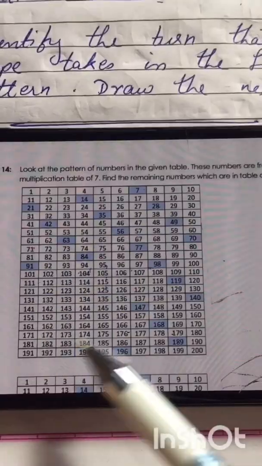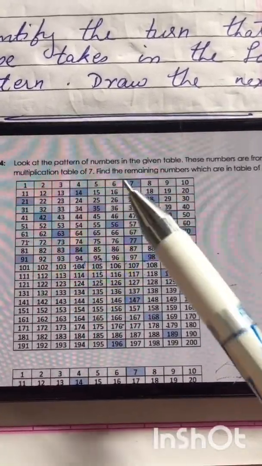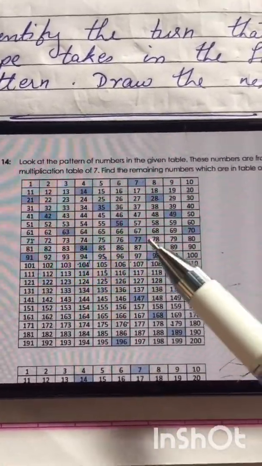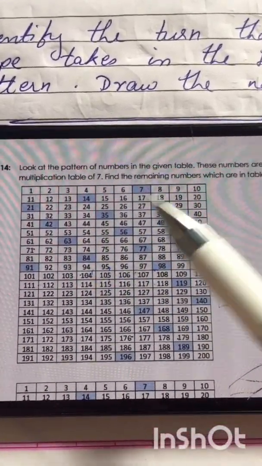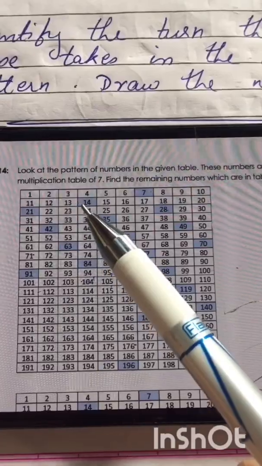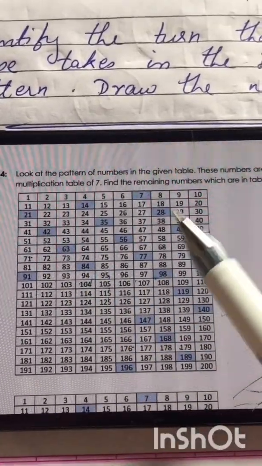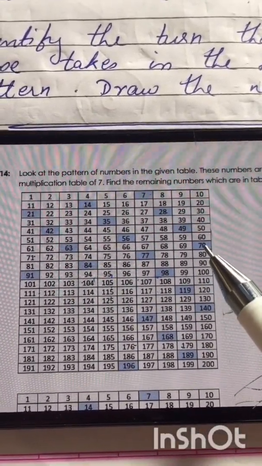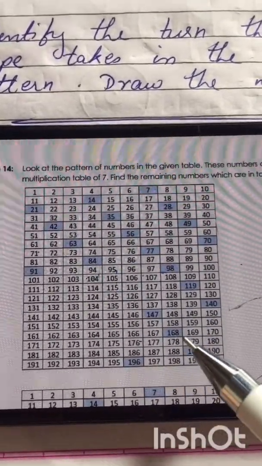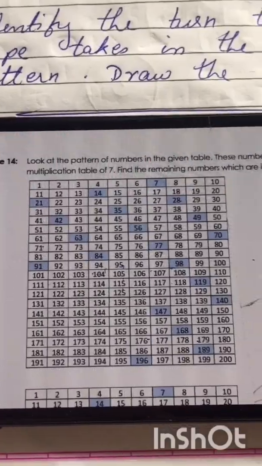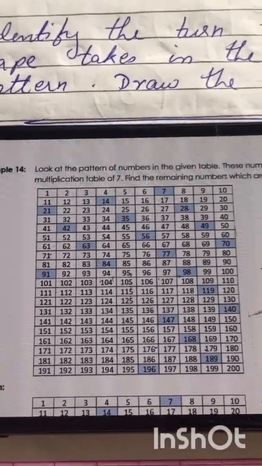Now students, if you observe this blue color, what they have marked, these blue colored markings all appear in the table of 7. 7 ones are 7, 7 twos are 14, 7 threes are 21, 7 fours are 28, 49, 70. You will observe all these numbers which are shown in the blue color, they all come in the table of 7.